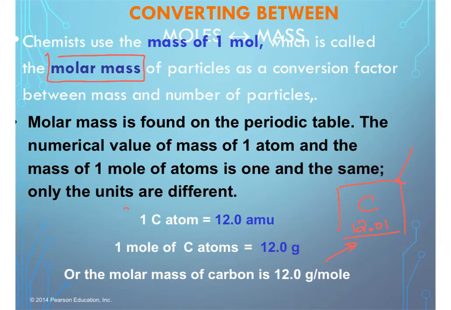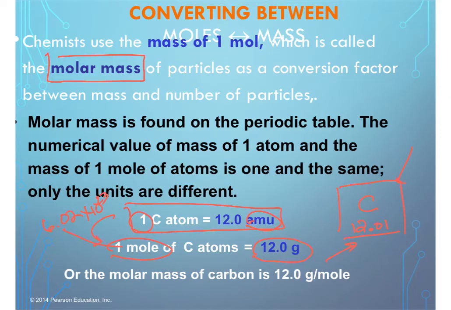So, one carbon atom has a molar mass of 12, that's atomic mass units, all right? This is weird, so pay attention to this. Instead of having only one single carbon atom, if I had 1 mole of carbon atoms, so that is 6.02 times 10 to the 23rd carbon atoms, if I had that many carbon atoms, I would have 12 grams.